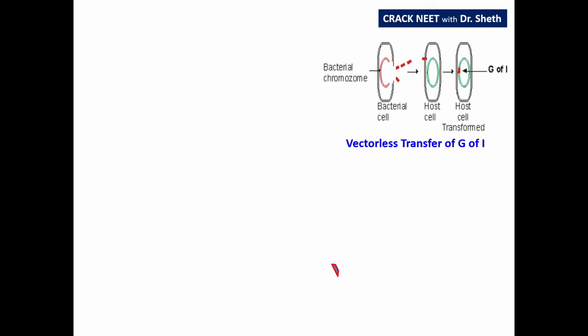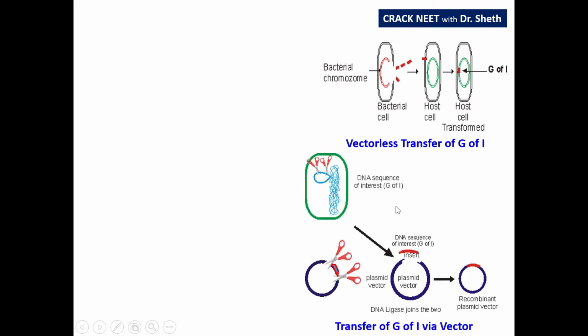Now in the previous slide we saw this figure. Here what are we seeing? That there is a direct transfer of the gene of one organism into the DNA of the other organism. There is no vehicle or medium required for this transfer. So this is called a direct transfer of gene from one organism to the other. But this transfer can also happen with the help of what is called vectors.